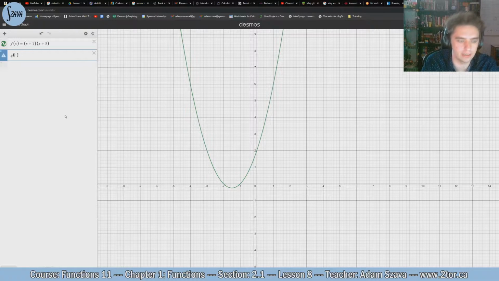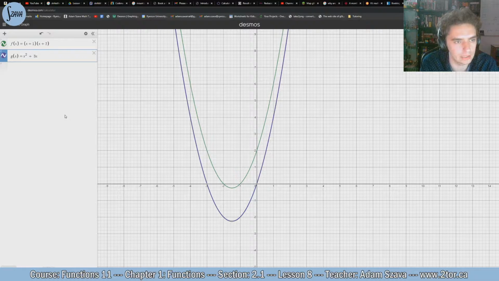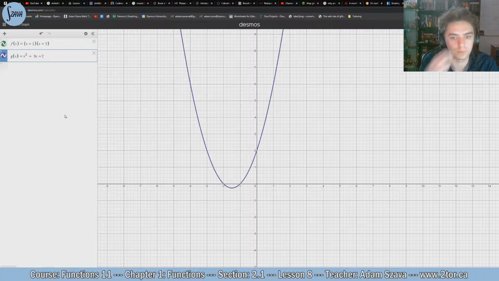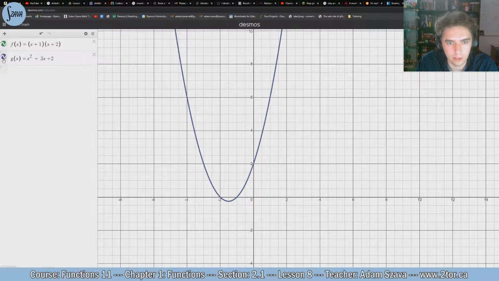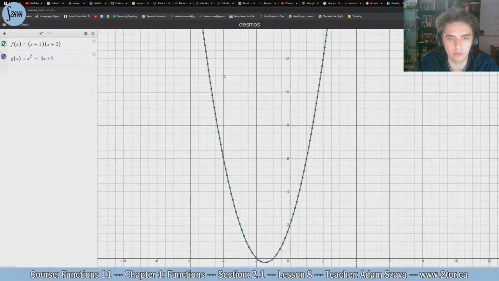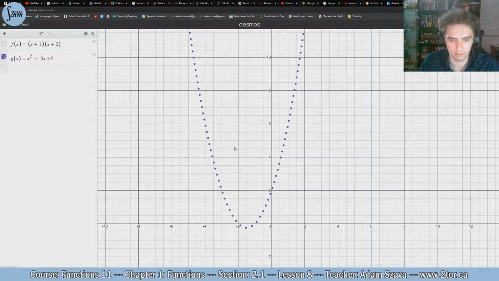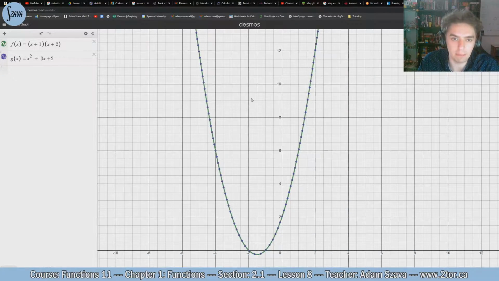And now let's look at g of x. g of x was x squared plus 3x plus 2. And would you look at that? The two functions perfectly overlap each other. Here, I'll make one dotted so you can see. One's dotted and one's the green line. g of x is our purple dotted one here, and f of x is our green one. So if I just hide f of x, there's g of x, and there's f of x. And it looks like they perfectly overlap.